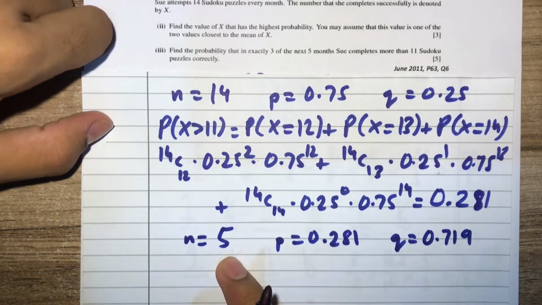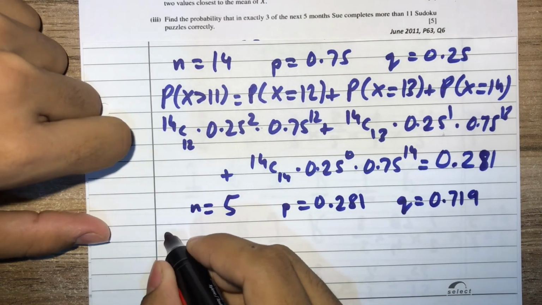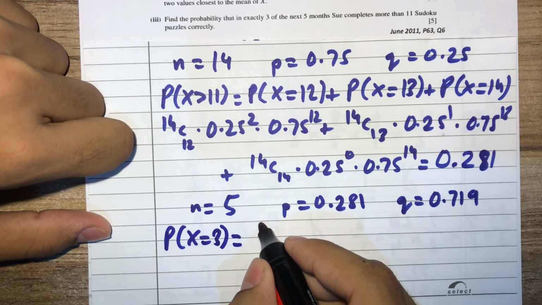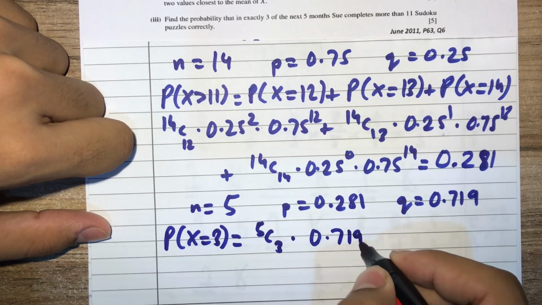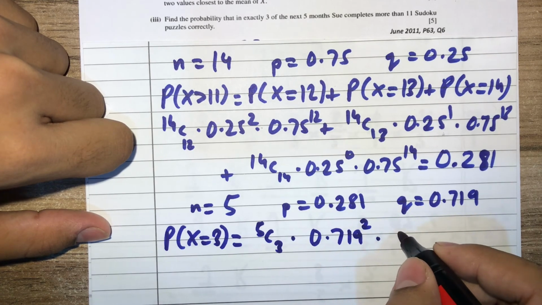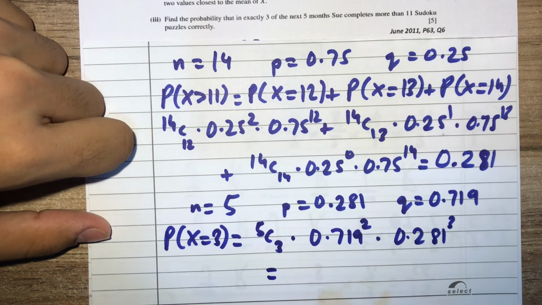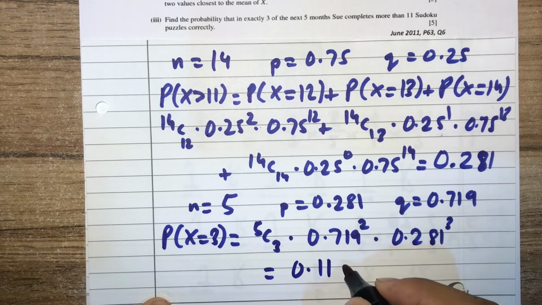Now over here, she has to get exactly 3 of the 5. So we need P(x equals 3). So 5C3 times 0.719 power 5 minus 3, which is 2, times 0.281 power 3. This is coming equal to 0.115.